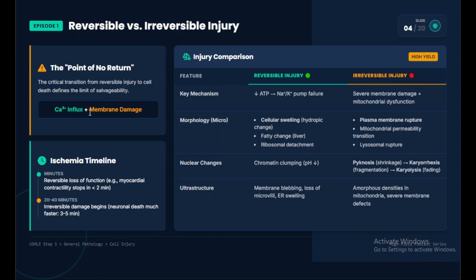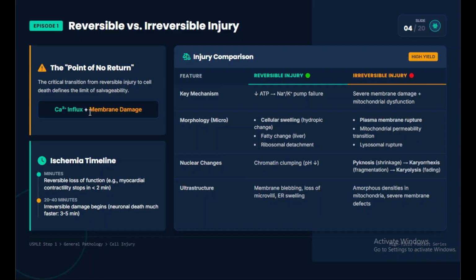Now, if I talk about irreversible injury, the damage becomes severe and permanent. The two key mechanisms that dominate here are severe membrane damage and mitochondrial dysfunction. Mitochondria undergo something called the mitochondrial permeability transition, which completely shuts down ATP production. Meanwhile, the membrane damage leads to plasma membrane rupture, lysosomal enzyme leakage, and autodigestion of the cell. So it simply means that in irreversible injury, the cell is at the point of no return, right?